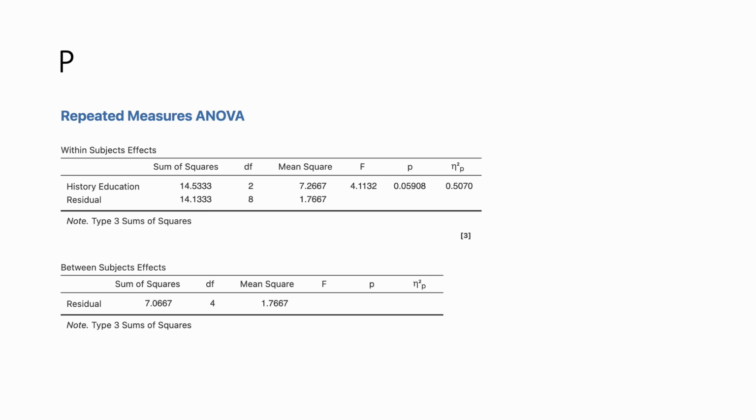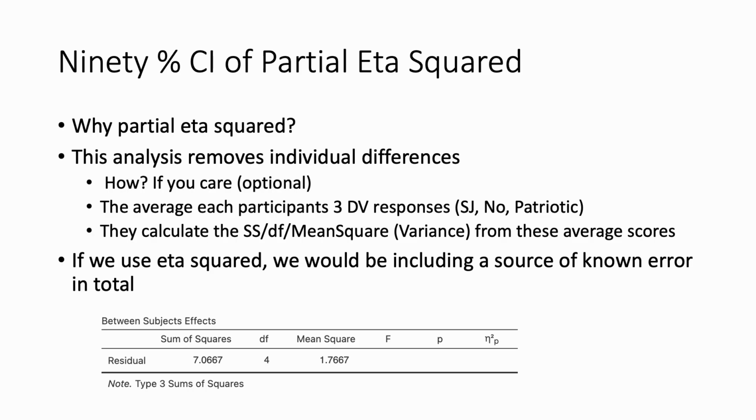My partial eta squared suggests that my IV is causing 50.7% of the DV. So you're probably asking why partial eta squared instead of eta squared. So this analysis removes individual differences. Eta squared does not remove individual differences from the error term. So when I say the IV accounted for 50% of the DV, right? If I used eta squared, it would be the IV accounts for 50% of the DV, including the individual differences that I quantified and removed, right? So that's why we don't use eta squared, essentially.